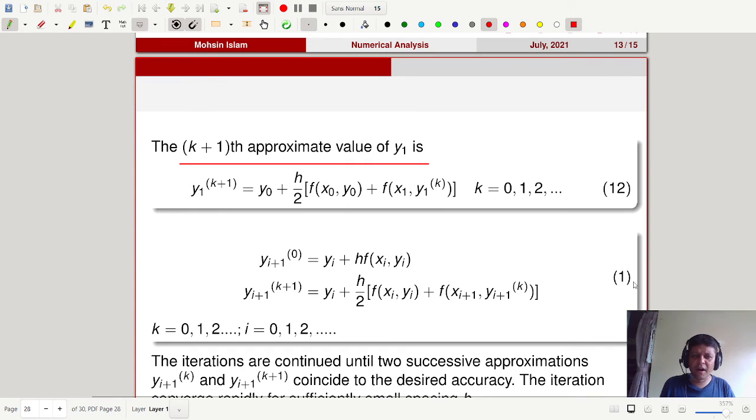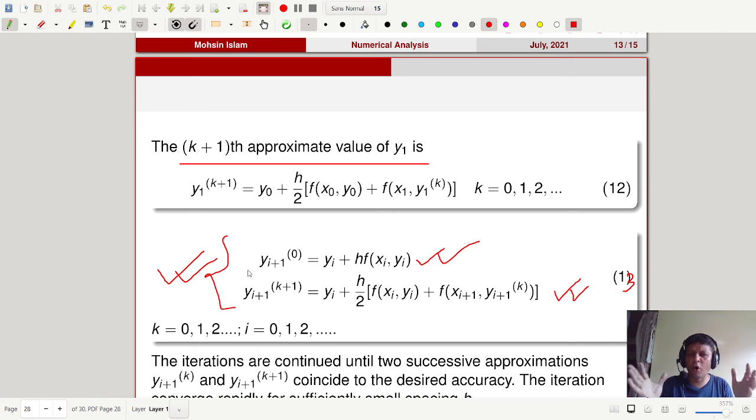And finally you can write, this should be 13. Finally you can write the method by this formula in terms of iteration, i equal to 0, 1, 2, etc., k equal to 0, 1, 2, etc. So this is by Euler's and this is the Euler's modified. So together will give you the Euler's modified method, okay.